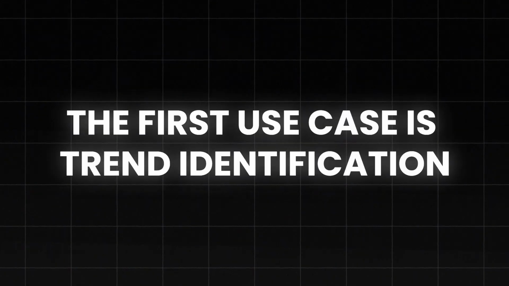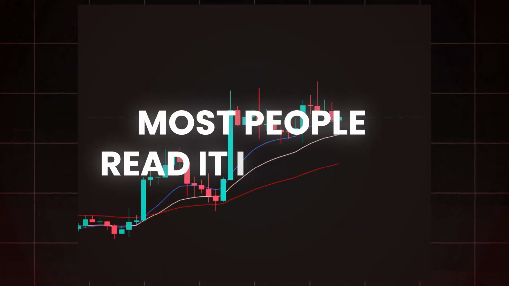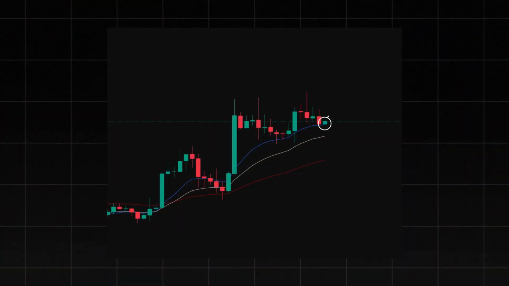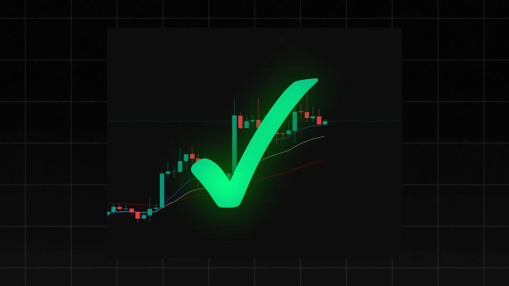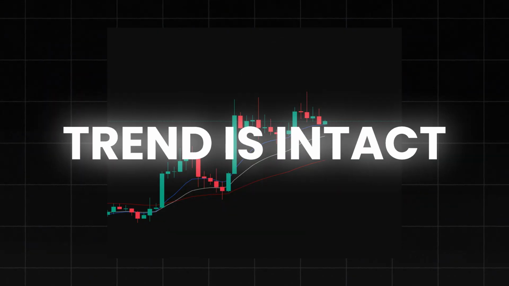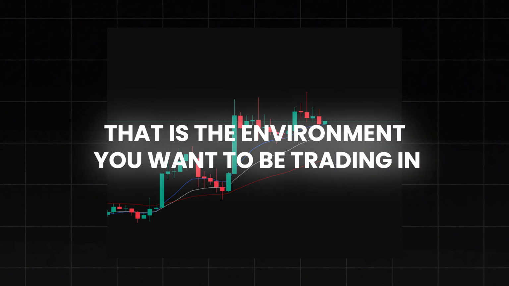The first use case is trend identification. This sounds obvious, but the way most people read it is wrong. The condition for a confirmed uptrend is specific. Price must be above all 3 EMAs. The 11 must be above the 21, which must be above the 51, and all 3 lines must be sloping upward together. When all 4 of those conditions are met at the same time, the trend is intact. That is the environment you want to be trading in.